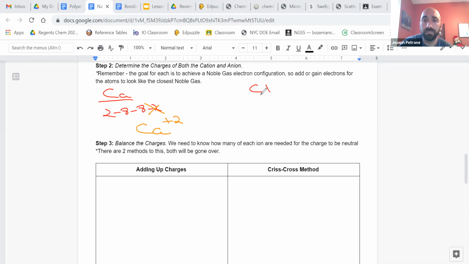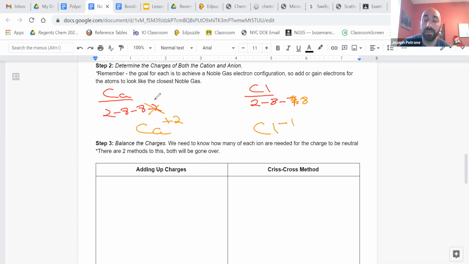Chlorine has the configuration of 2, 8, 7. So it's only 1 away from turning into the next closest noble gas. So we're going to add 1 valence electron. So this now becomes 2, 8, 8. Because we gained an electron, chlorine is a -1.